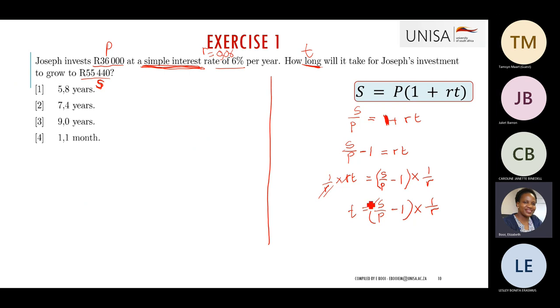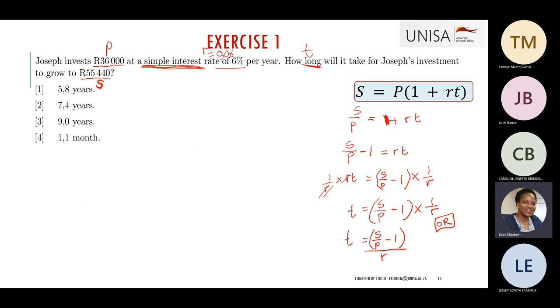You can divide by R. So if I divide this side by R, because 1 times everything in the bracket will just be that. So the answer here, you can say, is T equals S over P minus 1, times divide by R. You can rewrite it that way. They will give you more or less the same answer, those two. And then you can go ahead and substitute the values.